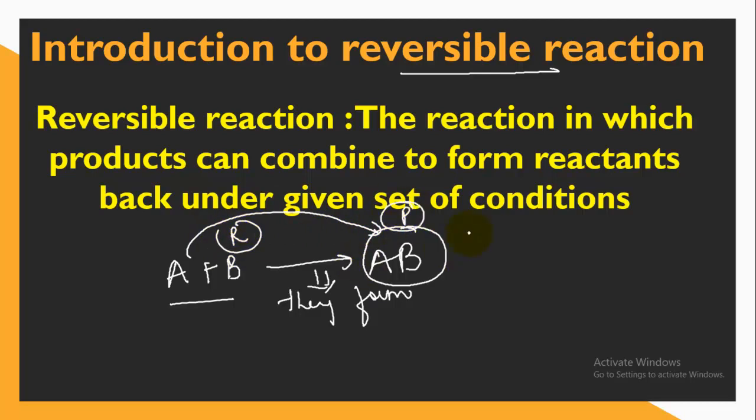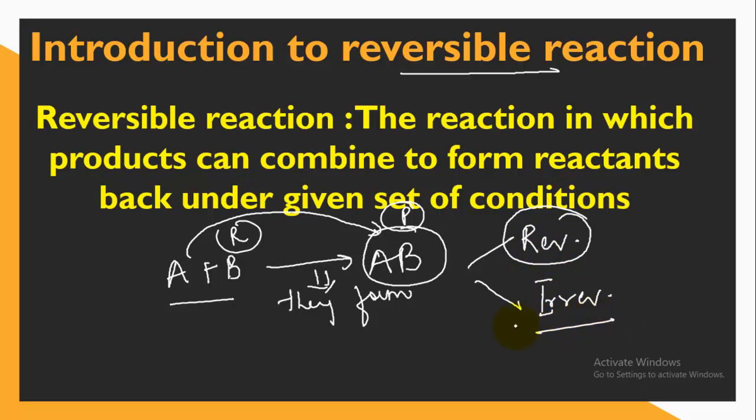Now we have two types of reactions: reversible and irreversible. Before starting with reversible, we should do irreversible first. Irreversible reaction is one in which the reactants combine and form the products. If I take a very simple example, burning of paper. You have a paper, right?